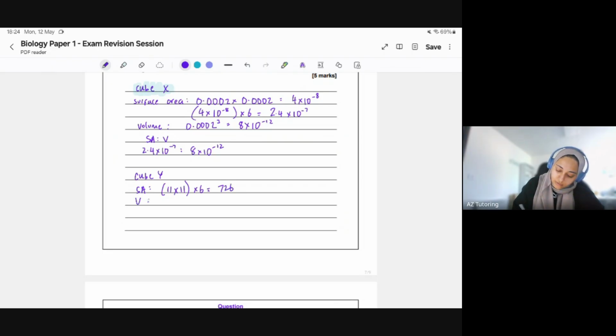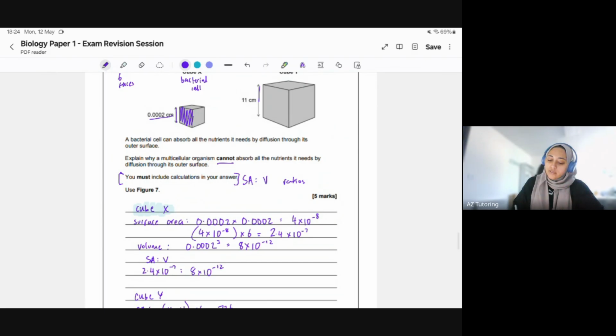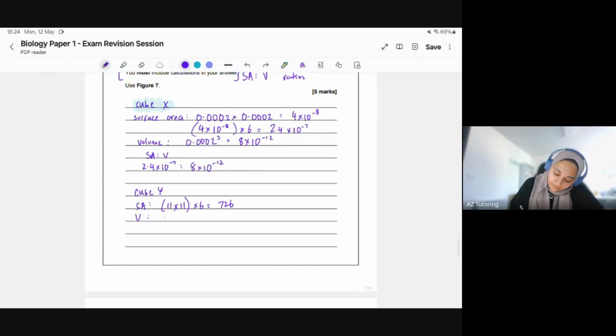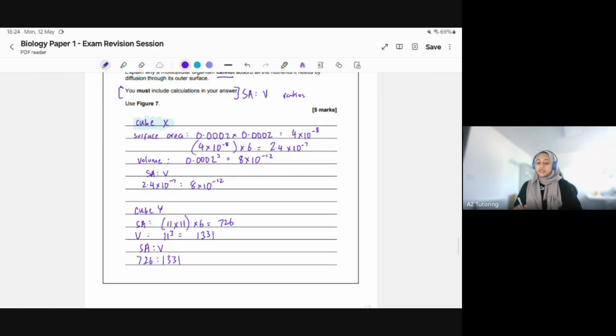And then the volume is just 11 cubes. So 11 times 11 times 11, times our centimeter cubed for the volume. 11 cubed gives me 1,331. So our surface area to volume ratio here is 726 to 1,331. Okay, so to compare both of these, we need one of them to be the same.